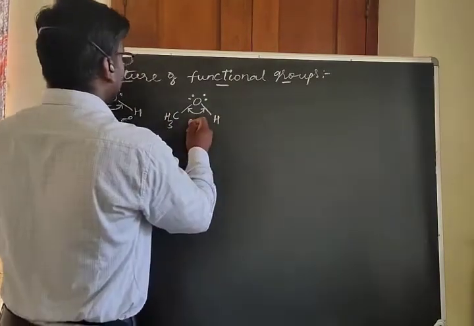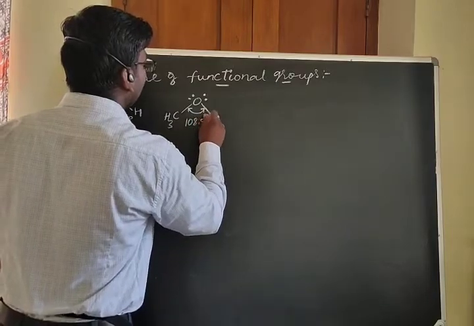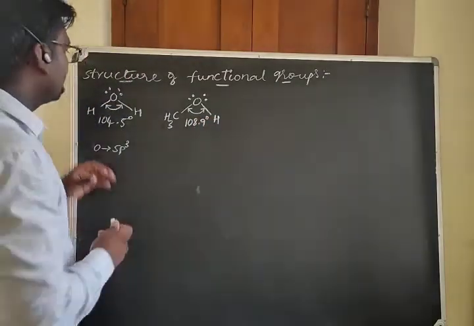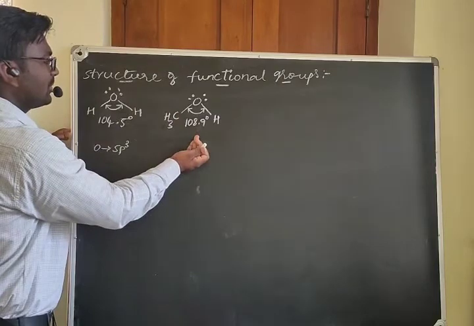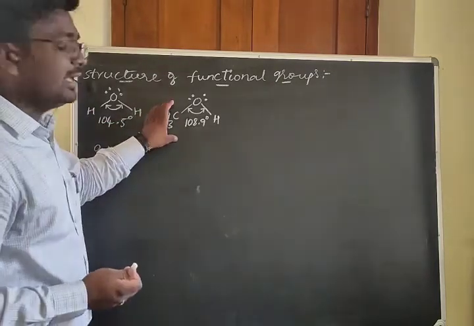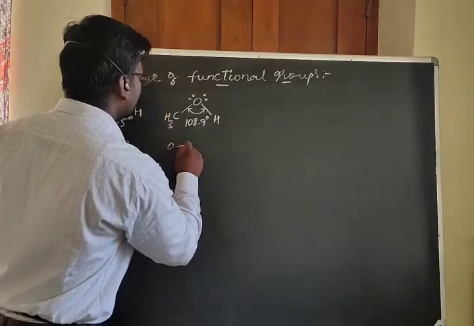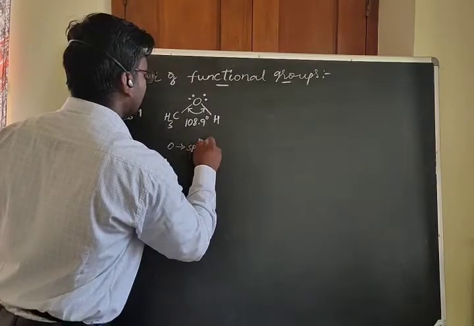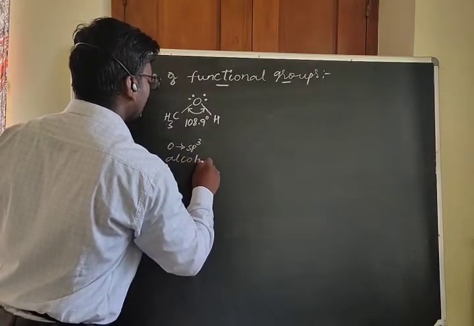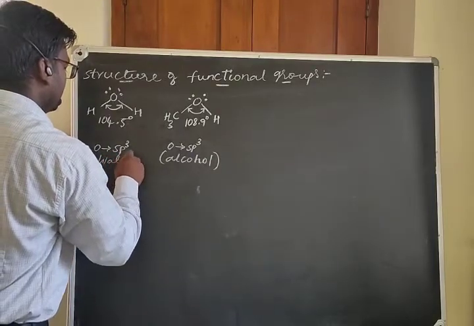It is about 108.9 degrees. So the bond angle is higher in alcohols when compared to water, because of the bulky group present. And here also O is sp3 hybridized. Oxygen is sp3 hybridized. This is alcohol, and this is water.